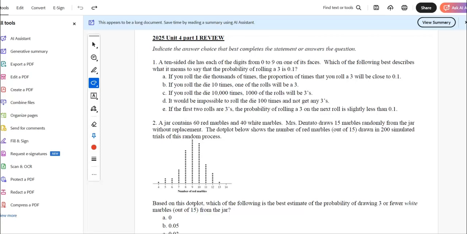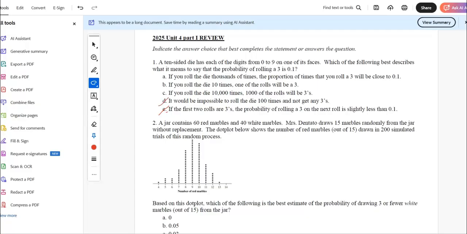Okay, here's the review for Unit 4, Part 1. Let's look at some of the wrong answers first. E says if the two rolls are threes, probably rolling three, the next roll is slightly less than 0.1. It doesn't change the probability of your previous rolls. It would be possible to roll the die 100 times and not get any threes. That's actually possible, not likely, but it's possible.